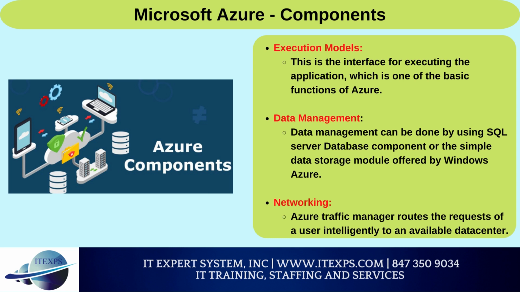Networking. Azure Traffic Manager routes the requests of a user intelligently to an available data center. The process involves finding the nearest data center to the user who makes the request for a web application, and if the nearest data center is not available due to various reasons, the Traffic Manager deviates the request to another data center. However, rules are set by the owner of the application as to how a Traffic Manager should behave.